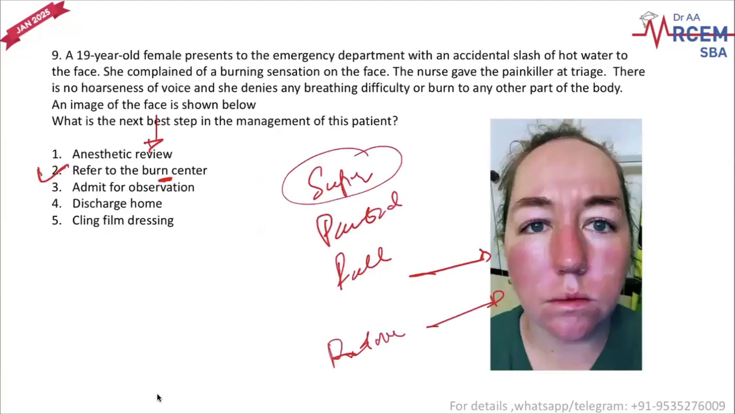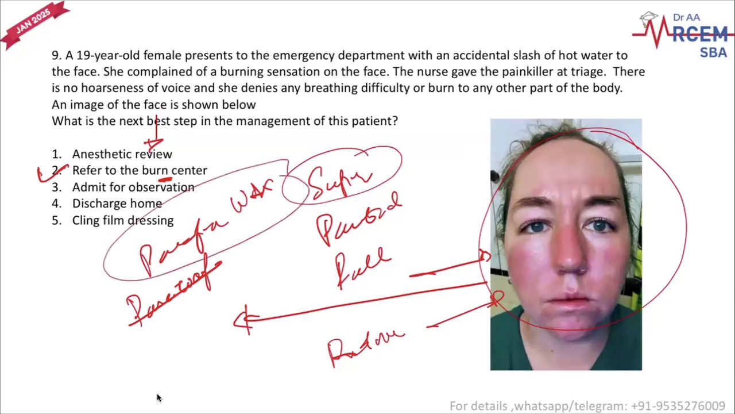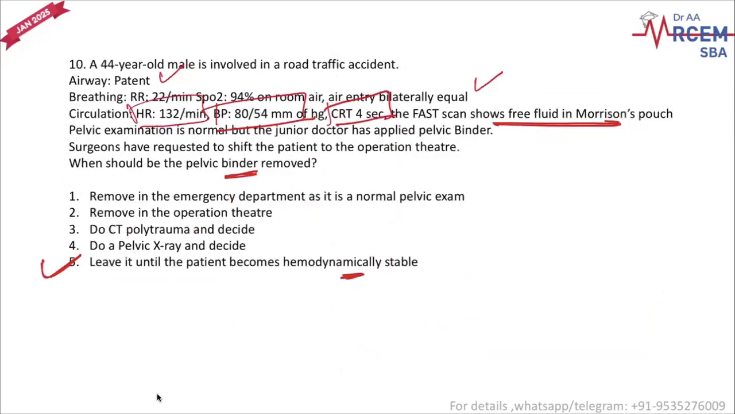In the previous question, one more point I would like to add is that this is a superficial burn. Whenever you refer to the burns unit, what will they recommend? They will usually ask you to apply paraffin wax. When you ask the patient to apply the paraffin wax, you need to always advise them not to go near the fire. That means do not cook anything, do not smoke. If they go near the fire, paraffin wax can catch fire and cause severe burns. That needs to be advised before you discharge this patient. Remember that additional point.